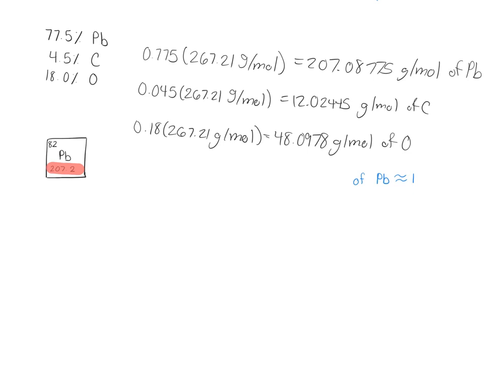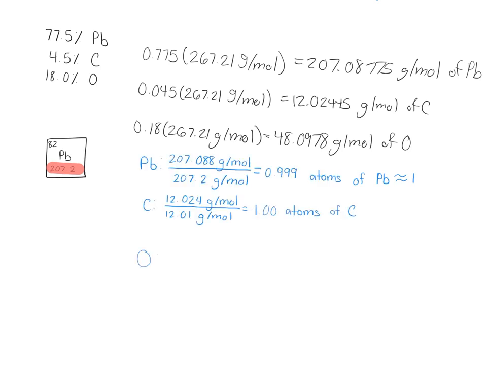For carbon, we do 12.024 grams per mole divided by 12.01 grams per mole. Again, the atomic mass of carbon from the periodic table, which yields 1.00 atoms of carbon. Again, we rounded to 1 from the non-integer value. Lastly, for oxygen, we divide 48.099 grams per mole by 16.00 grams per mole to get 3.00 atoms of oxygen.